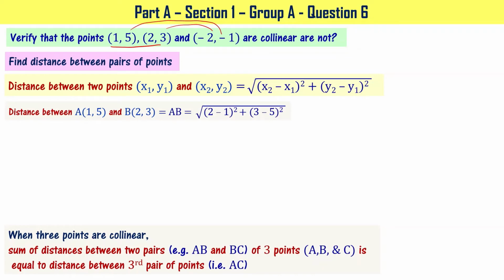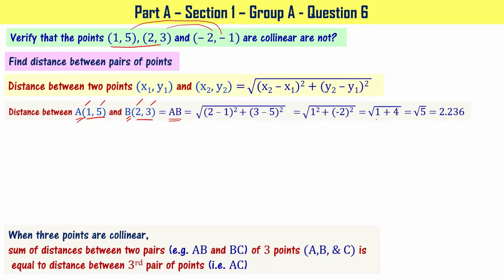Let's find the distance between points (1, 5) and (2, 3). I'm calling point (1, 5) as A and (2, 3) as B, such that the line segment I get is AB. That can be written as square root of (2 minus 1) whole square plus (3 minus 5) whole square, right? This can be simplified and written as 1 square plus (minus 2) whole square.